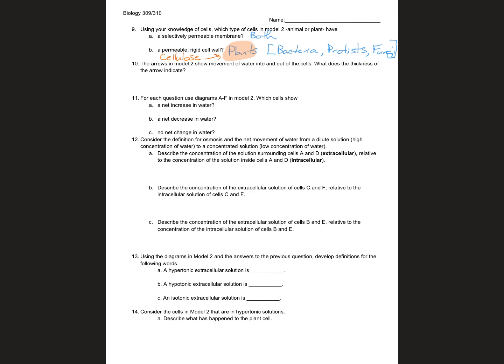All right, the arrows in Model 2 show movement of water into and out of the cell. What does the thickness of the arrow indicate? More movement. Thank you for answering. Everyone, thank you. More movement.